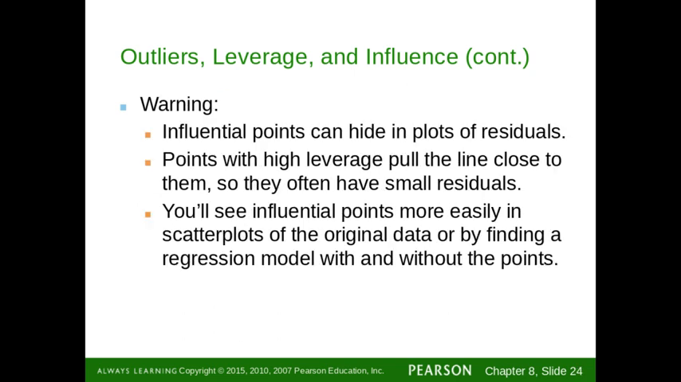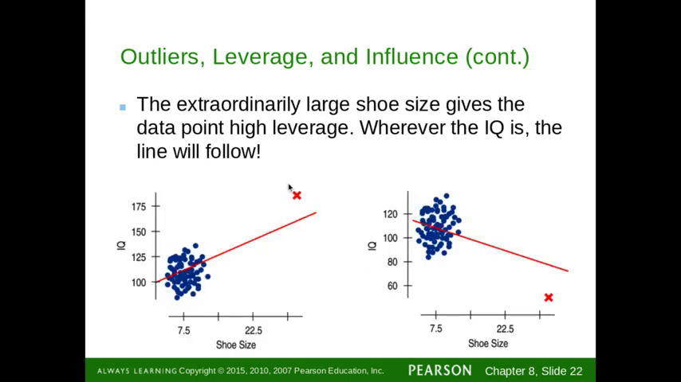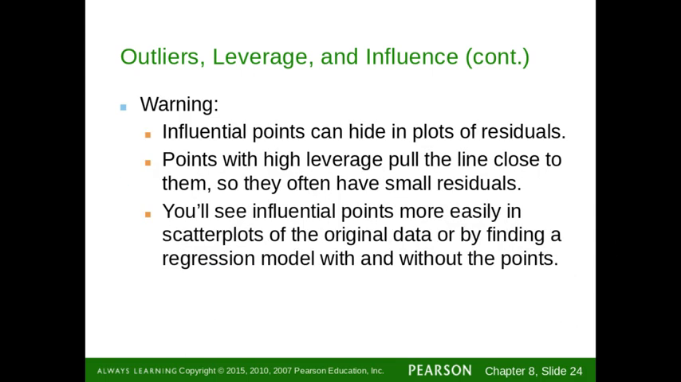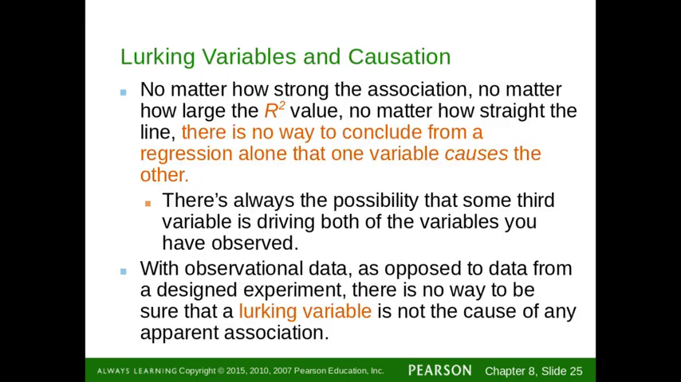So it's what we've been saying all along. Report it with it and report it without it, and then decide what's important. Influential points can hide in plots of residuals. Points at a high leverage pull the line close to them, so they may appear to have small residuals. I pointed that out. This one has about the same residual as this one does, except one's positive and one's negative. You can see influential points more easily in the scatter plots of the original data or by finding the regression model without the points.